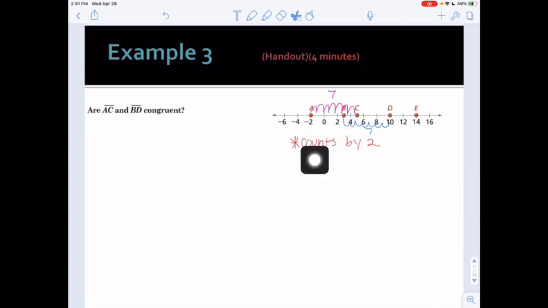Like the previous problem, we can actually check the lengths of segments AC and BD by using the number line. So again, this number line is counting by 2. So instead of making one bubble count as 2, I just put 2 bubbles in between each tick mark. So we have 1, 2, 3, 4, 5, 6, 7 bubbles between point A and point C. So the length of segment AC is 7. And then from B to D, we have 1, 2, 3, 4, 5, 6, 7 bubbles again. So the length of segment BD is also 7.